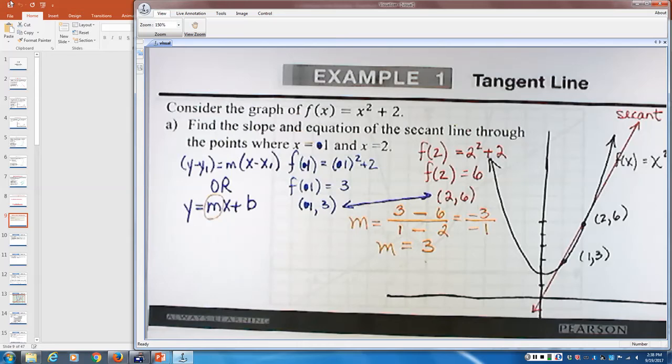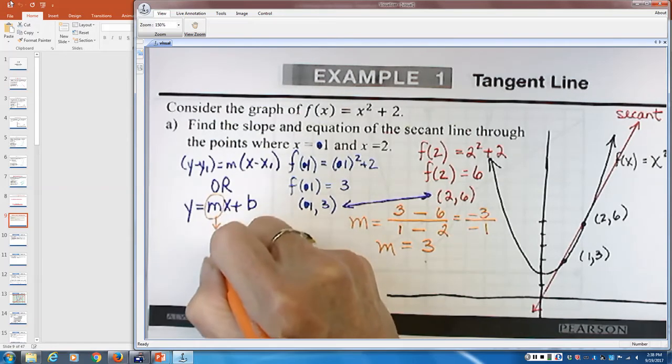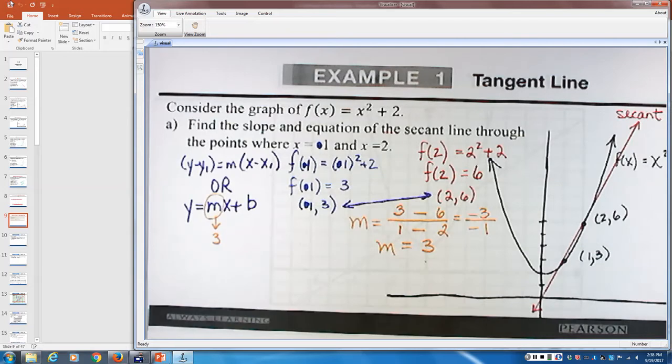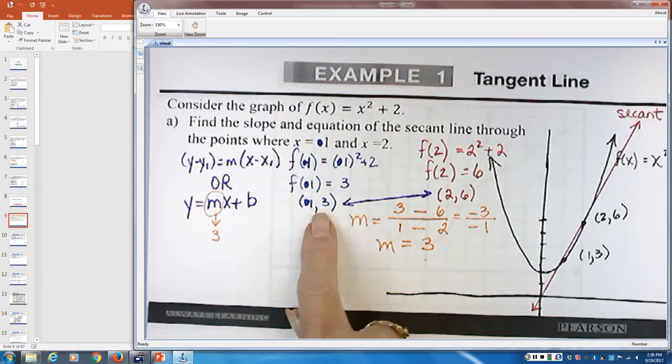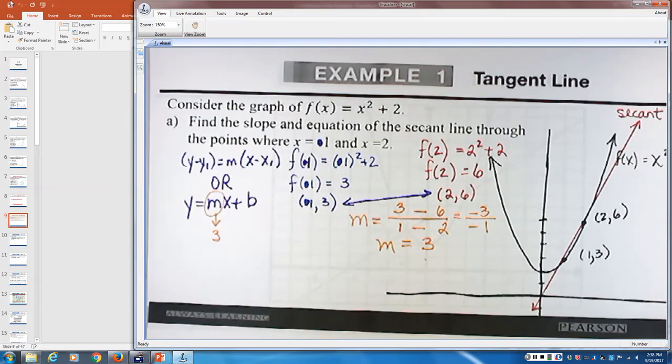Are we in agreement? Don't trust my arithmetic. When you get points, if you catch me, I make a mistake. Is that the right slope? Okay, so we know in the equation of that secant line that the slope is 3. We have a choice for x and y. Which choice do you want? 1, 3 or 2, 6? You tell me. You want 1, 3?